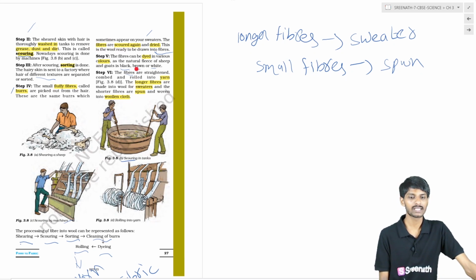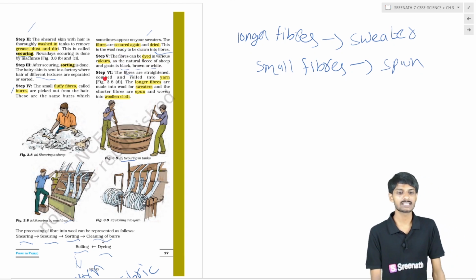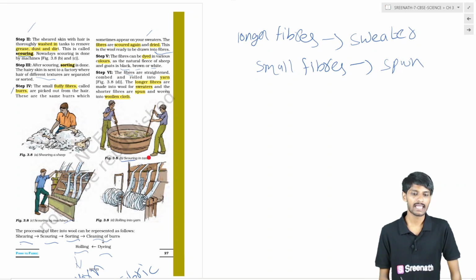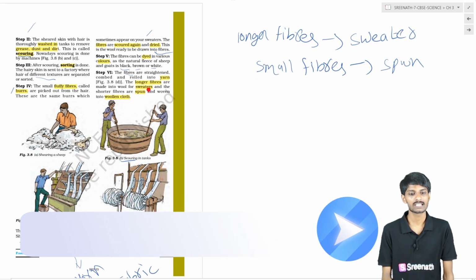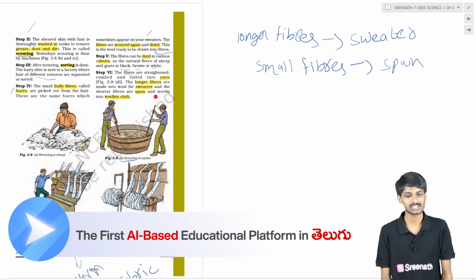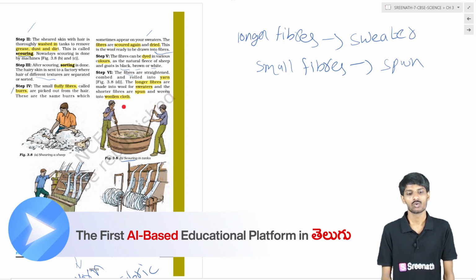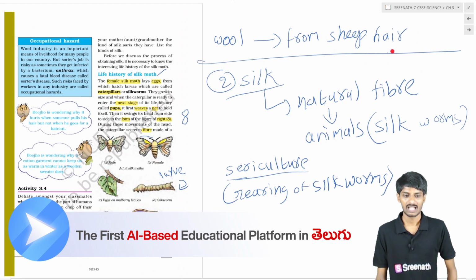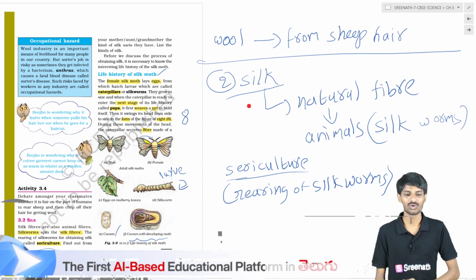So basically after that, they are given different colors. So what are the colors? Goat hair has black, brown and white, but we are giving different colors, and after giving these different colors they are taken to factories, and in those factories they are rolled into yarn. Longer fibers are used for sweaters, and small fibers are spun and woven into cloth. That's all about the first topic, that is wool, students.